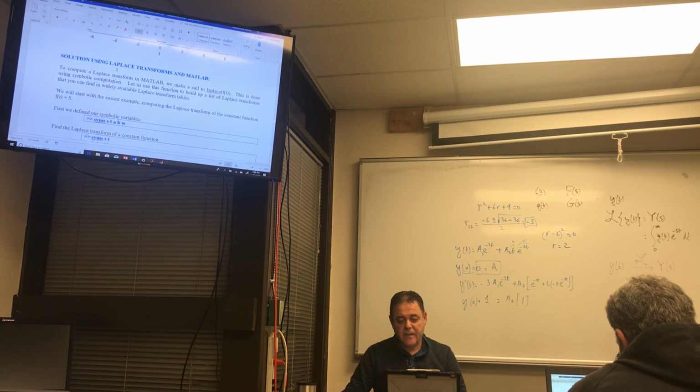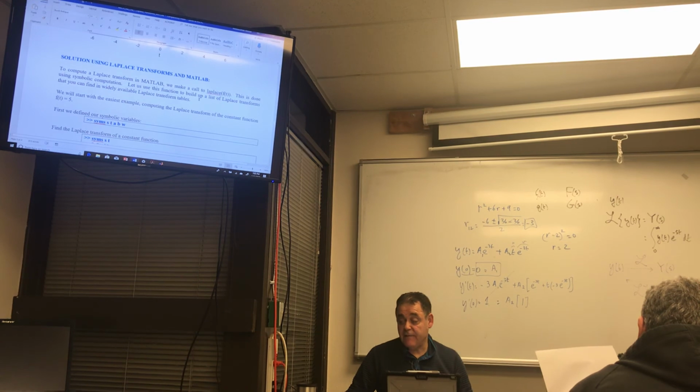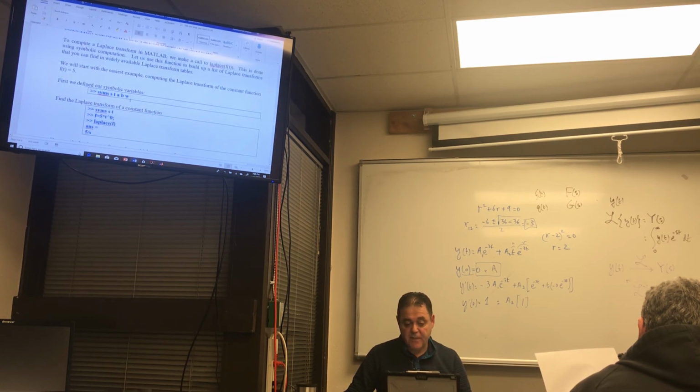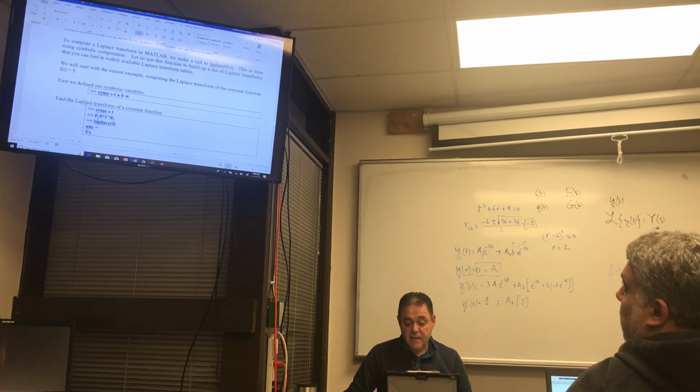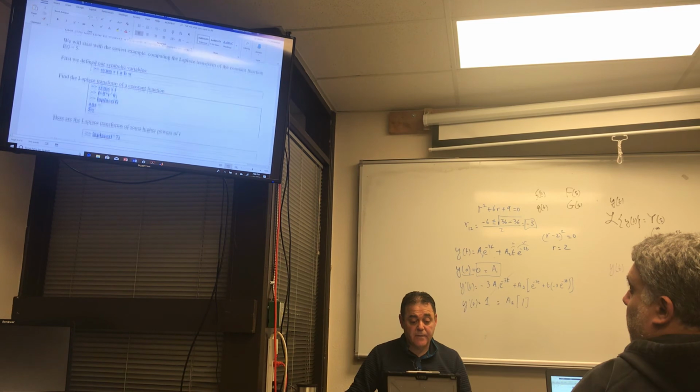Now let's look at the Laplace transform, but not by hand this time. To compute the Laplace transform in MATLAB, we make a call to laplace of f of t. This is done using symbolic computations. For example, it gives you some very simple examples here: symbolic s and t. If it's 5, that means 5t to the power of 0. You say laplace of f, what does it give you? The answer is 5 over s. It gives you symbolic form, that's the cool thing about it.